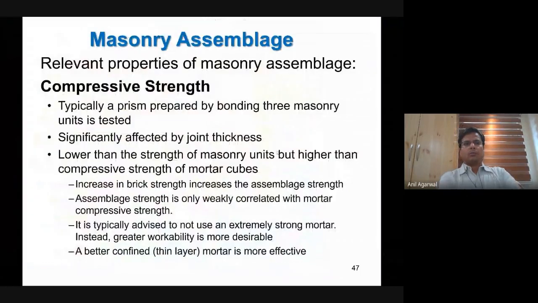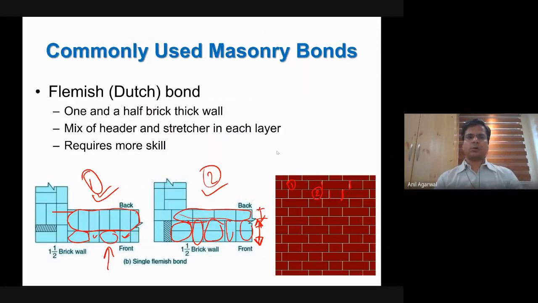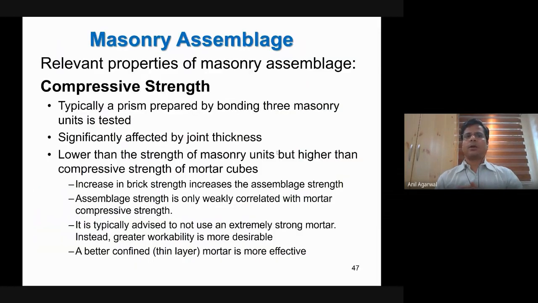All right. Moving forward. So now the section that we were discussing was the behavior of assembly. So first part we discussed in which ways you can arrange masonry. So there were four ways: stretcher bond, header bond, English bond, and the fourth one was Dutch bond or Flemish bond. Okay. Now coming to the behavior of masonry assembly.